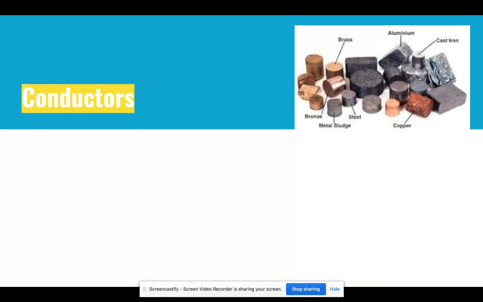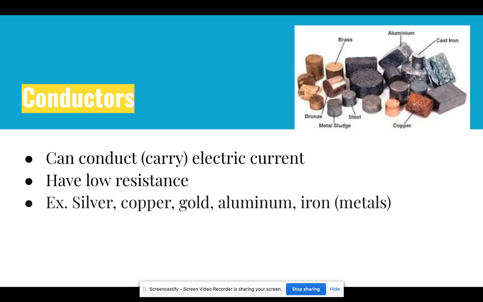Okay, so conductors. A good conductor, you can see all these pictures up here. They're all different types of metals. Metals are usually your good conductors. They can conduct or carry electricity. That's what it means if it's a conductor. It has low resistance. And remember, we think of the word resistance as almost like friction. So they have low friction within it.